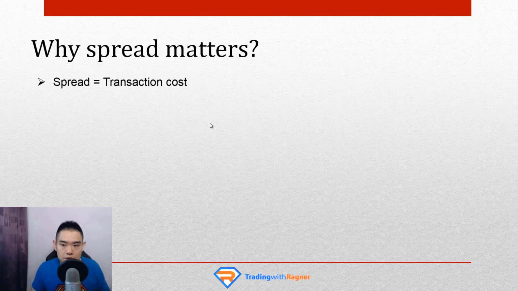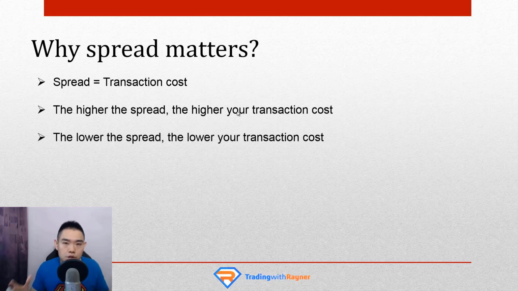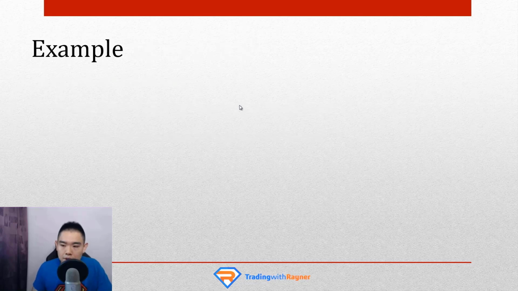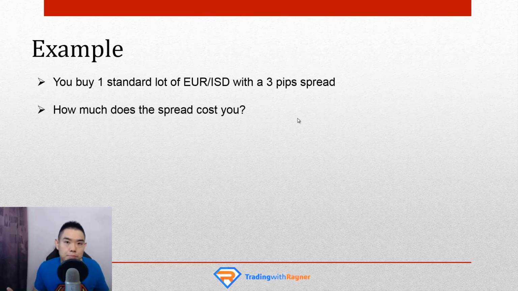So let me explain how this works. The higher the spread, the higher your transaction cost. And likewise, the lower the spread, the lower your transaction cost. And I'm going to give you an example so you can see what I mean. So let's say you buy one standard lot of Euro USD and the spread is 3 pips. How much does the spread cost you in dollar terms? As we have discussed earlier, one standard lot is 100,000 units, and the value per pip is $10.